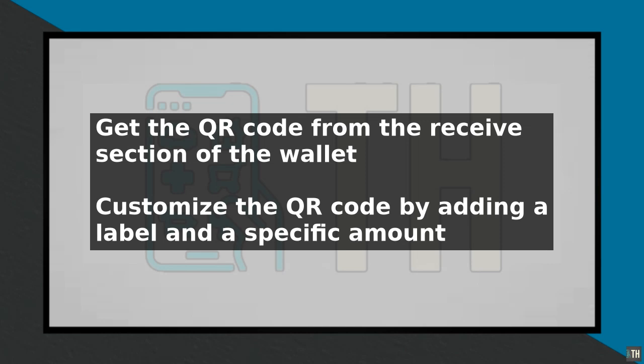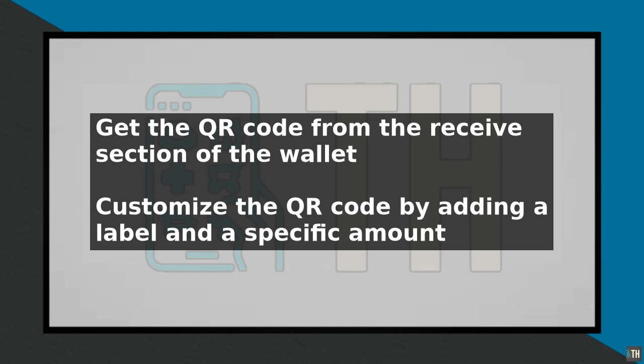In addition to generating a QR code from your wallet, you can also use online QR code generators. These tools allow you to create a QR code from a Bitcoin address. However, be cautious when using online generators, as they may not be secure and could compromise your wallet.